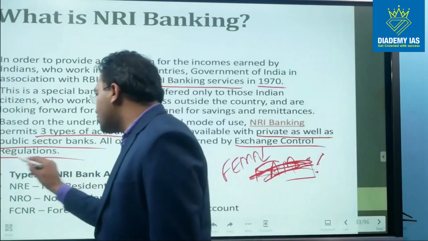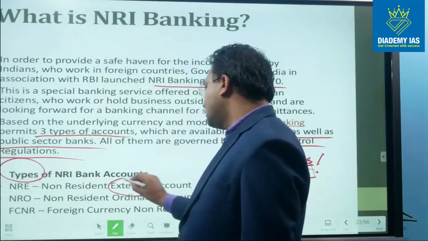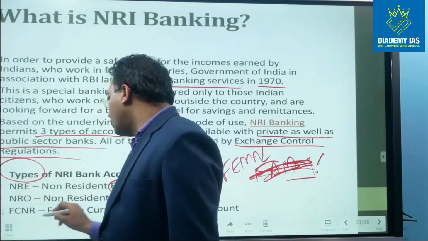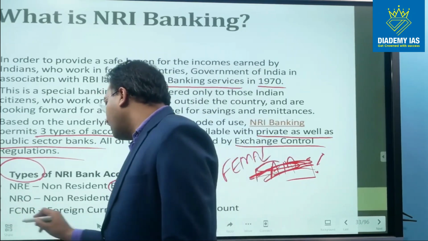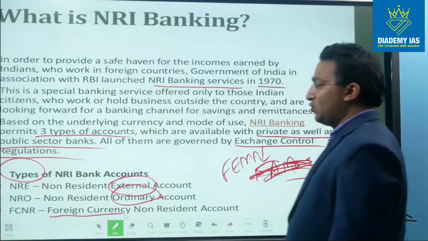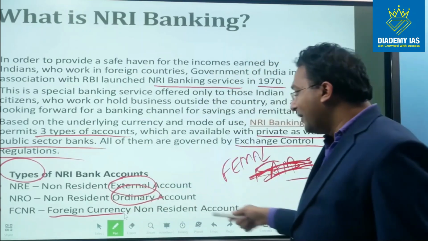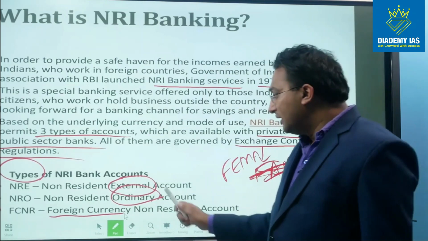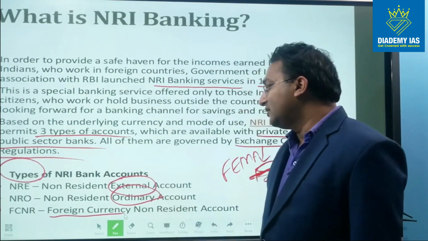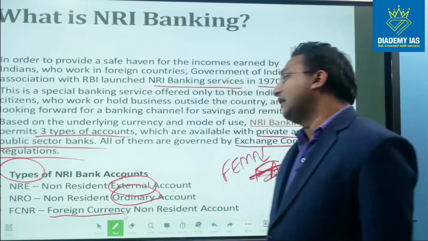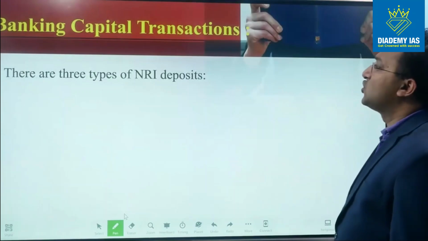Types of NRI bank account: number 1, NRE, non-resident external account; number 2, NRO, non-resident ordinary account; number 3, FCNR, foreign currency non-resident account, right? So you will find the non-resident word common in all three. In the first one, external; in the second one, ordinary; and in the third one, foreign currency. They are the unique words. Now let us see the features of each one of them.